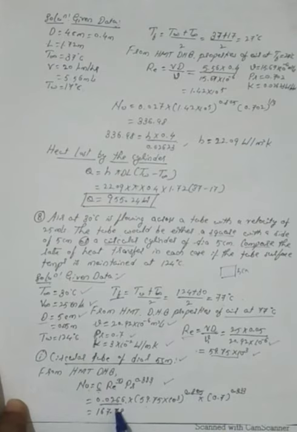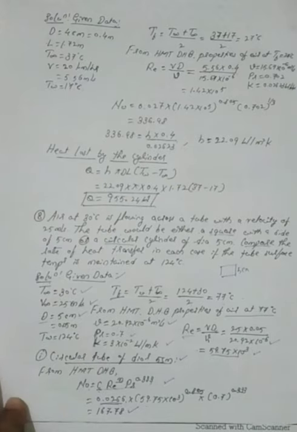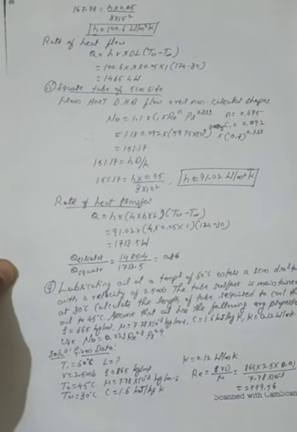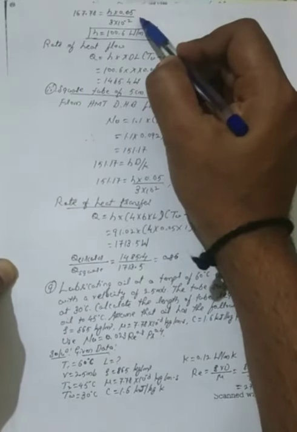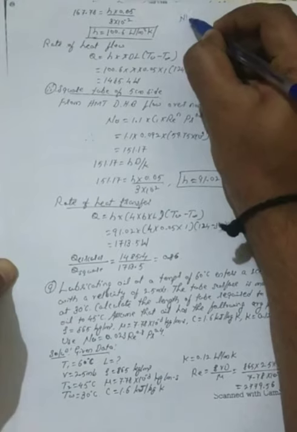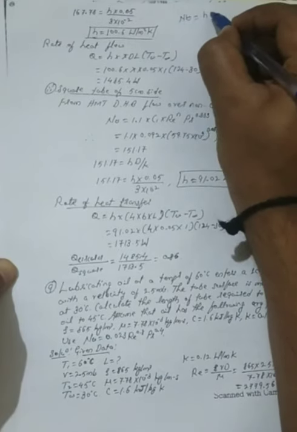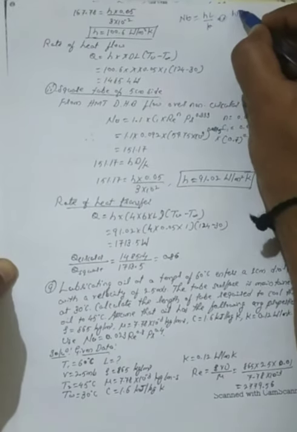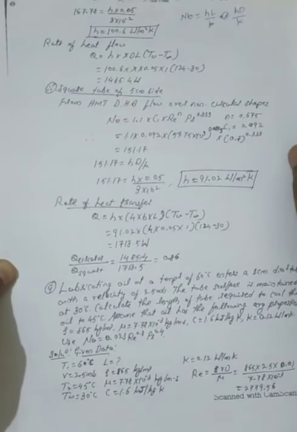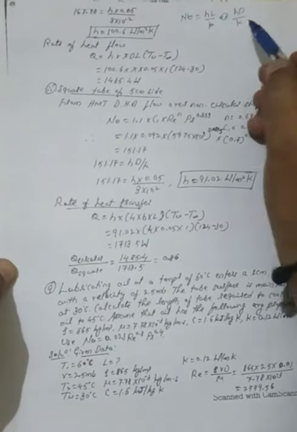Okay, by taking out these two values from the data handbook, you can substitute them in the main equation so that you can get the Nusselt number as 167.78. Okay students, once you have 167.78, using the Nusselt number equation, that is Nu is equal to HL by K, or HD by K. Since here we have a circular diameter D, I am using HD by K.